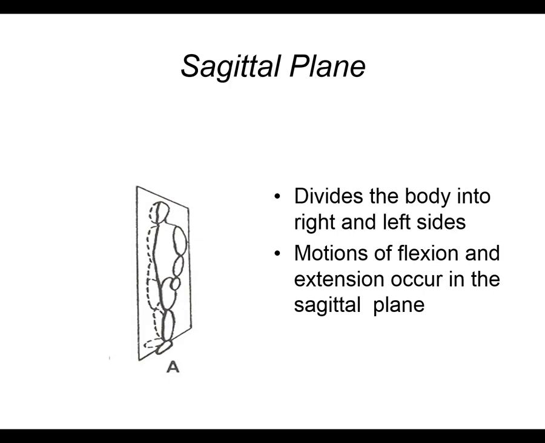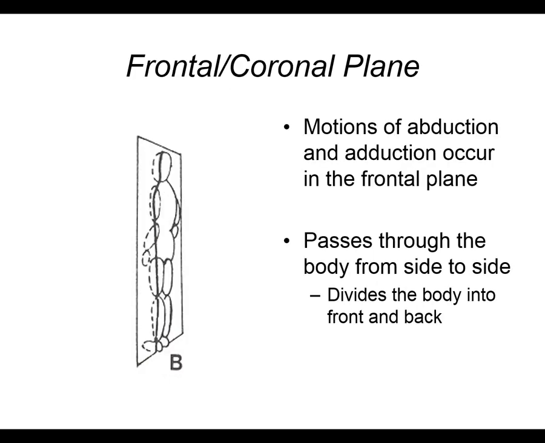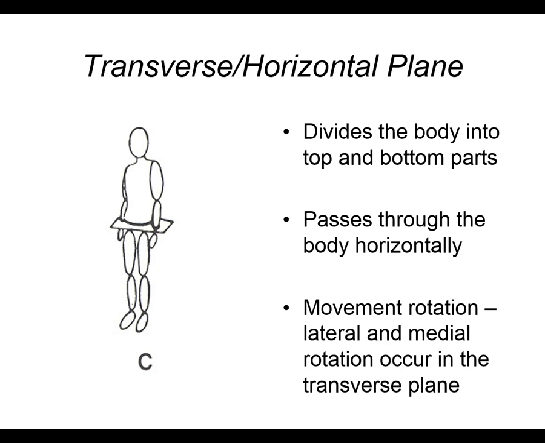Transverse. This is where internal and external rotation occur, and so if I were to stand on a chair and look down at the top of this person's head, I could see them turn or rotate their head from, say, left to right. So that's that rotation that occurs, and I can see their full range if I'm looking down on them.